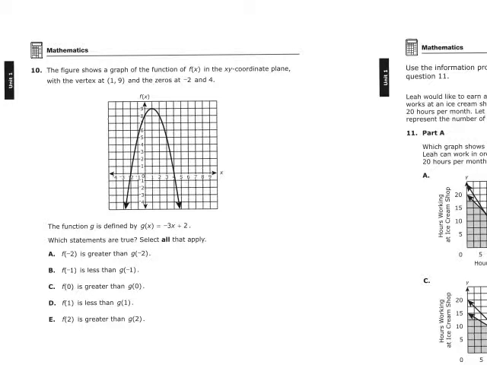All right, so here we have a function. It's a parabola with a vertex at (1, 9) and the zeros at -2 and 4. And then we have a second function, and this one's not graphed, but I would strongly recommend you graph it.